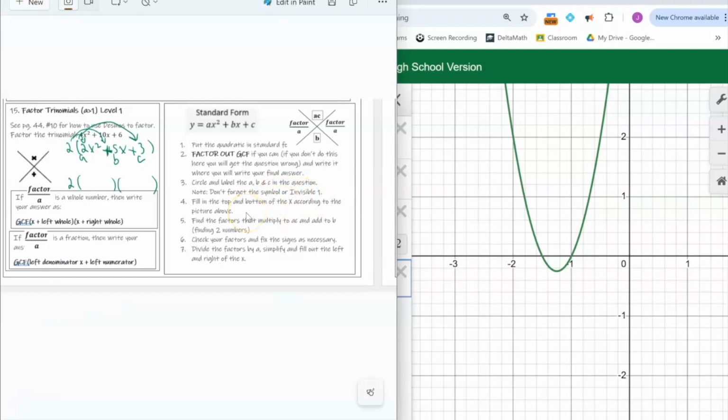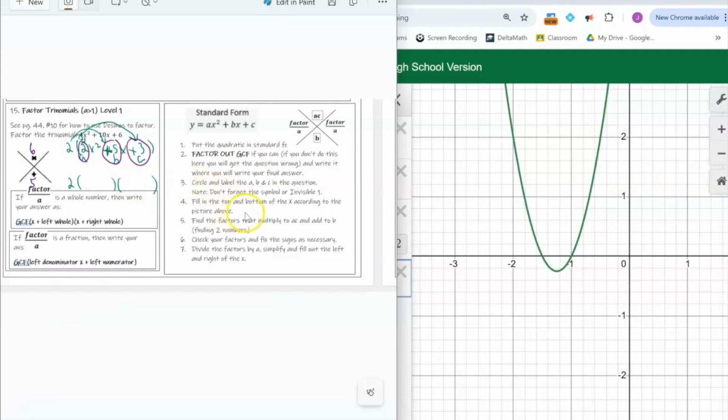All right, don't forget the symbol or the invisible one. Okay, so what it's saying is, let me change my color real quick, that I take the symbol with whatever the number is. And if there was a 1 there or nothing, it'll be an invisible 1 because it does exist. All right, fill out the top and the bottom of the X according to the picture. So here's the X. The top says A times C. So what's 2 times 3? 2 times 3 is 6. What is the bottom? Just B. So what's the bottom? 5. So we're filling out the picture just like what I see.